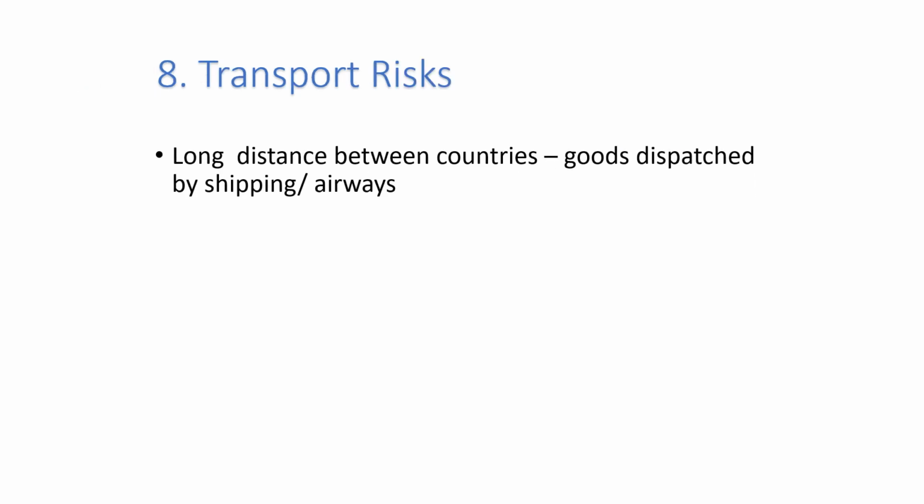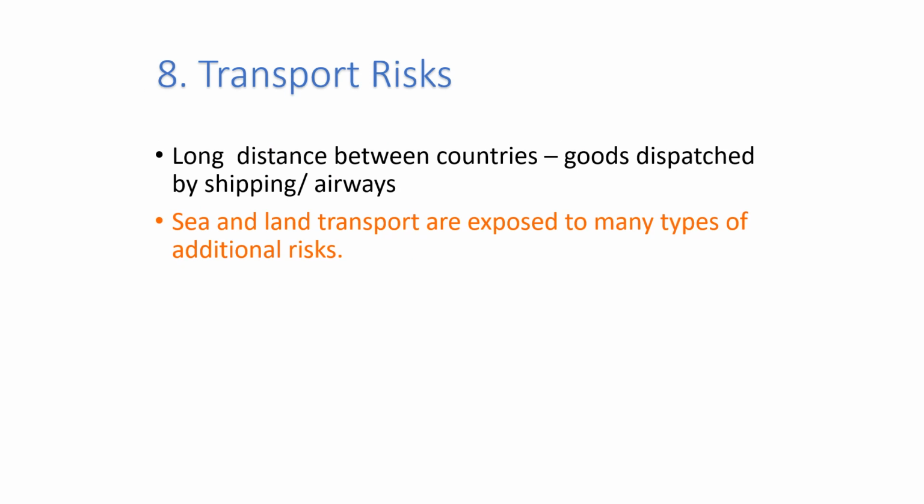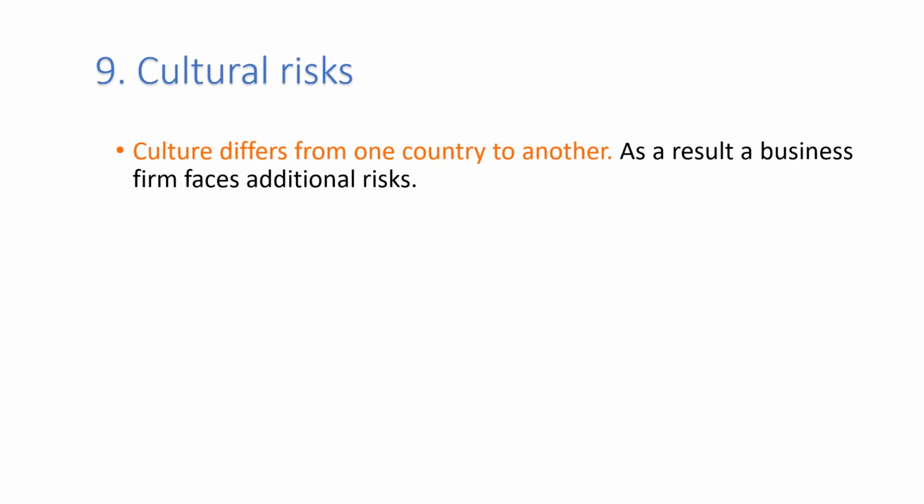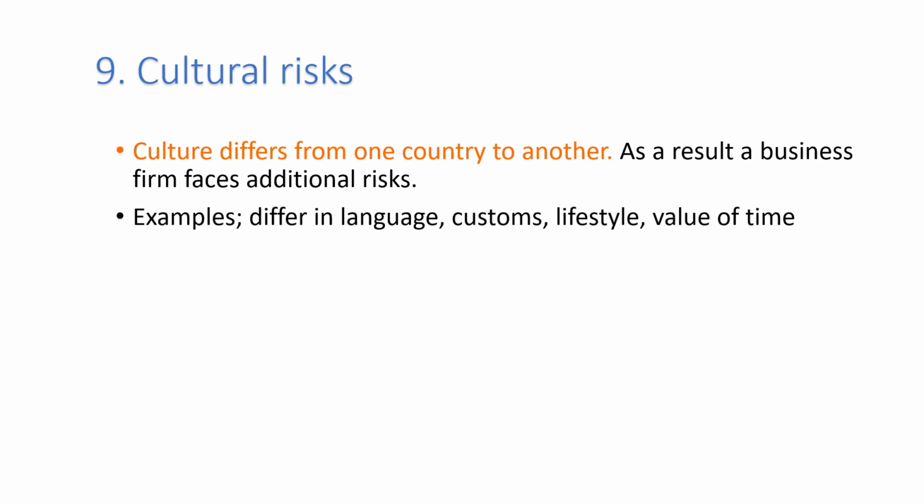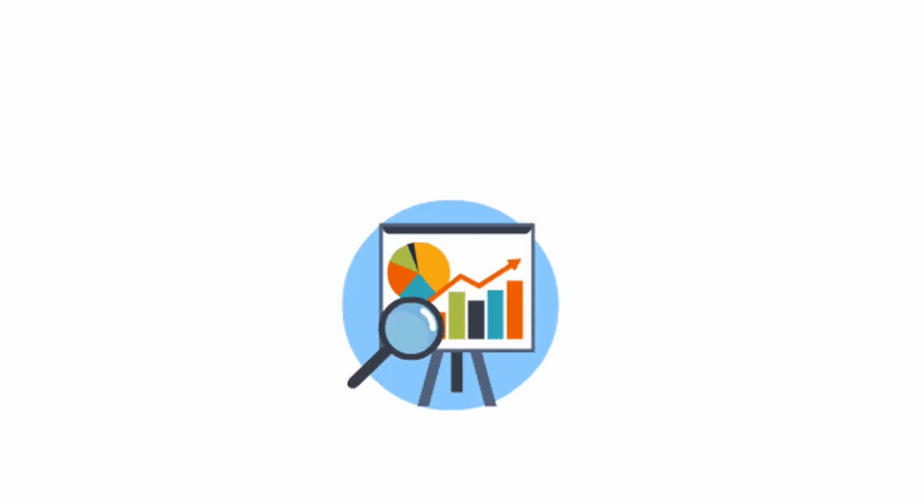Transport risks. Due to long distance between countries, goods are dispatched by shipping or airways. Sea and land transport are exposed to many types of additional risks. Cultural risks. Culture differs from one country to another. As a result, a business firm faces additional risks. Examples of cultural risks are differences in language, customs, lifestyle, and value of time between countries.